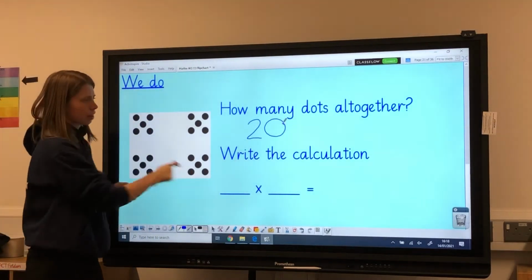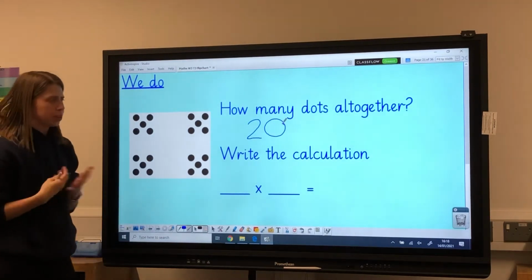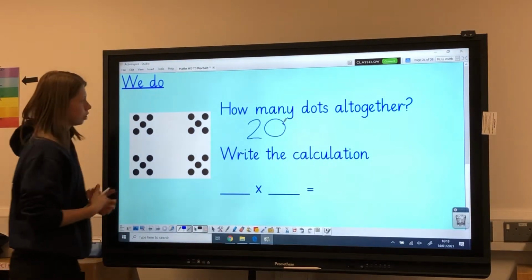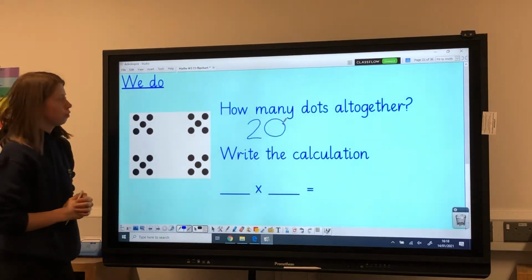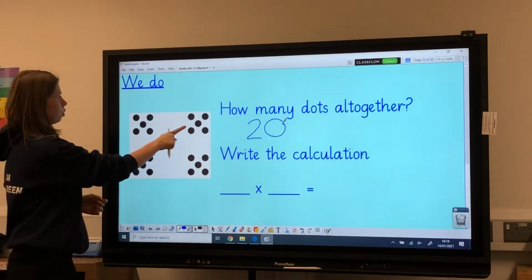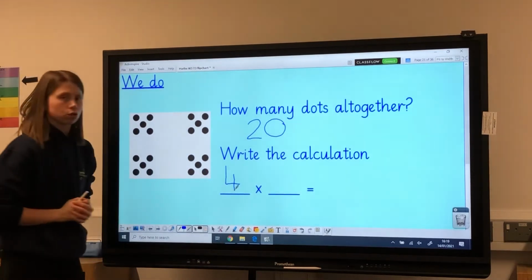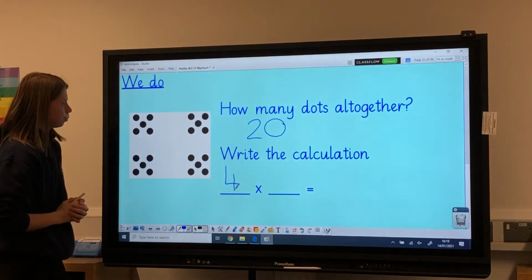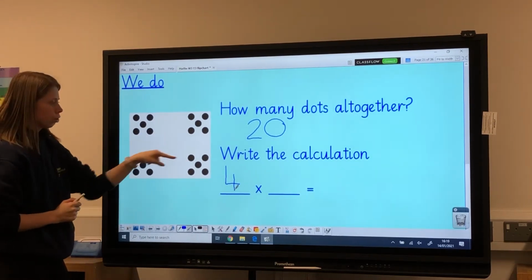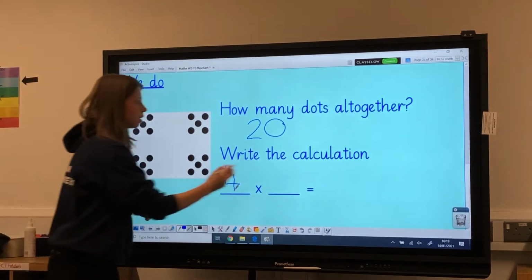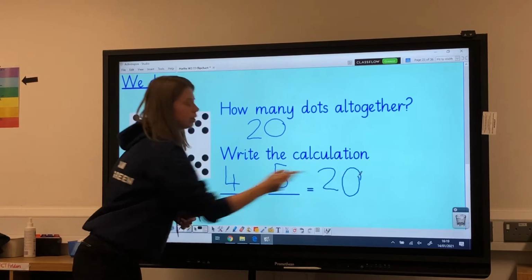Okay, now we need to write the calculation. Now, writing the calculation, the word calculation means we need to write the sum down. So, let's see how many groups of 5 we've got first of all. We've got 1, 2, 3, 4 groups of 5. So you can write that down on a piece of paper. And how many are in each group? Well, we know there are 5 in each group. So 4 times 5 equals 20.